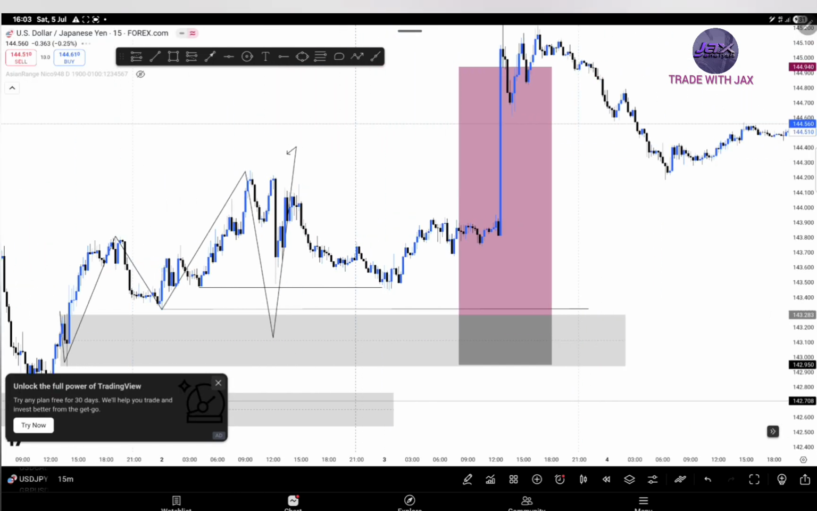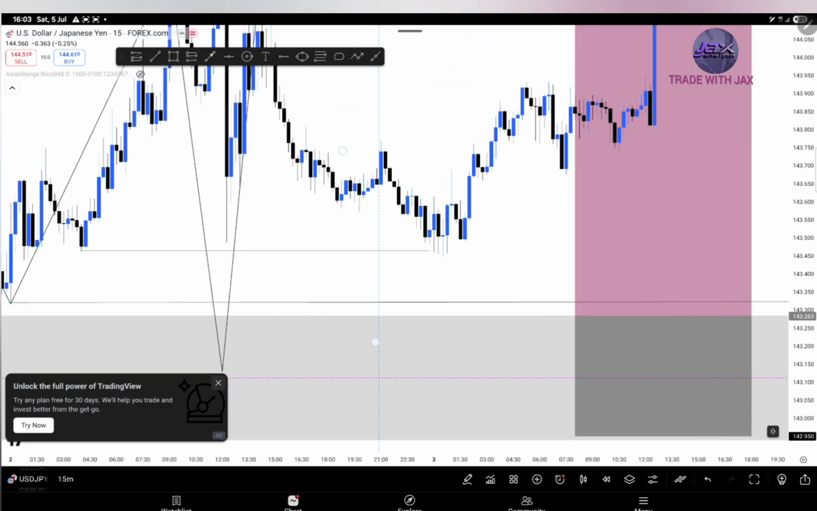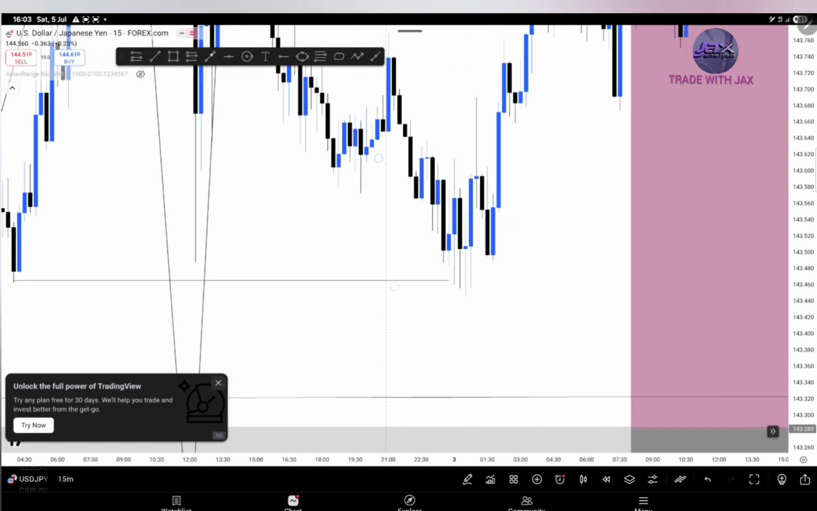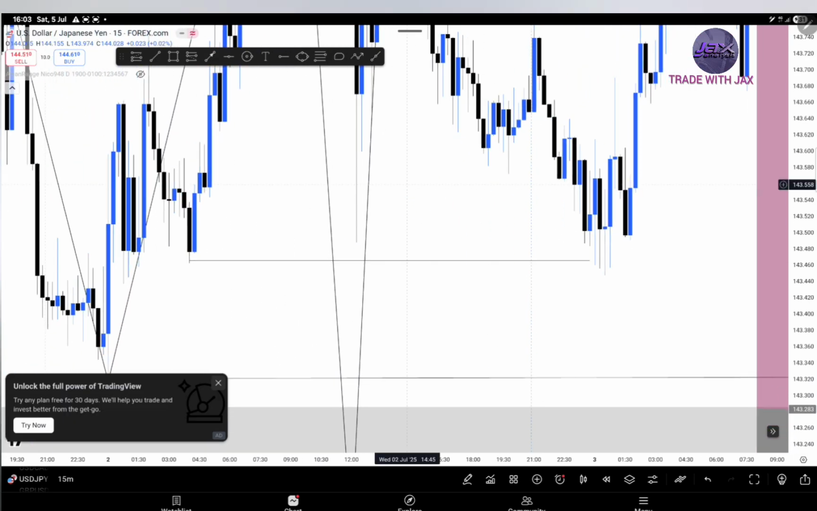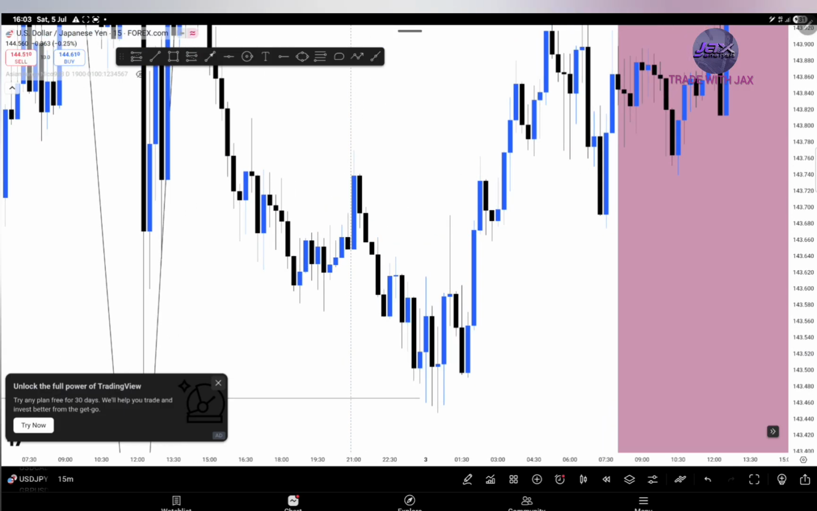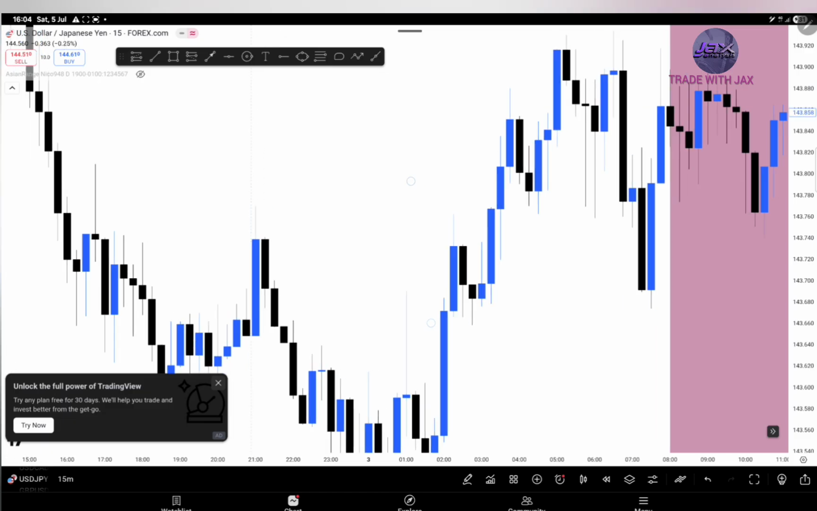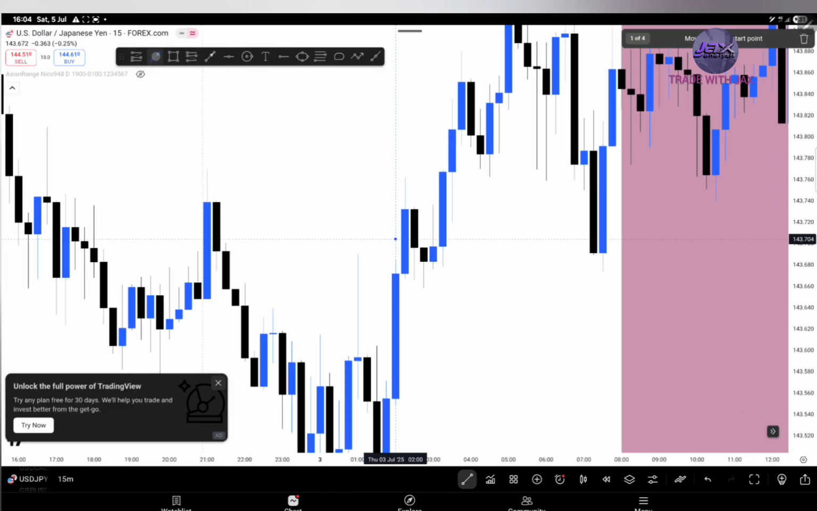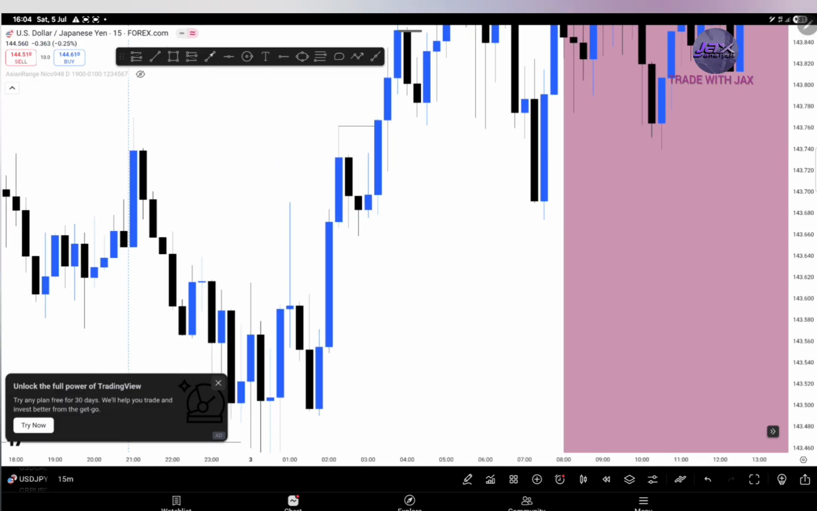Let's say you missed it, or you just wanted to catch an extra move in the market. You go down to your 15 minutes and you see price, after sweeping the liquidity, started moving up, and you just want to get in in case price isn't coming down to tap the entry. Look at other entries here. We have a break of structure.